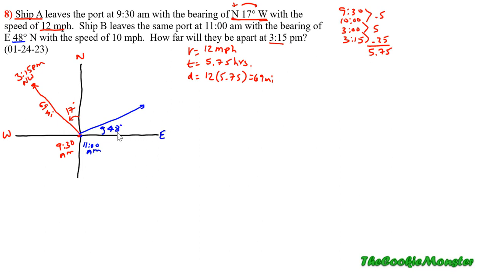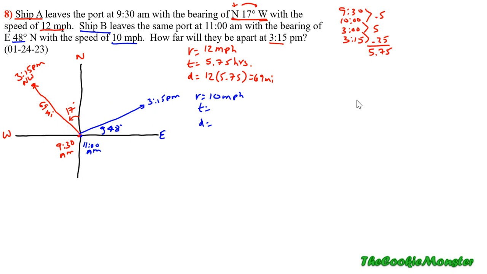Okay, so now let's do another. You have rate, time, and distance for the blue, which is the ship B. So the rate for ship B is 10 miles an hour, so this is 10 mph. The time goes from 11 a.m. until 3:15 p.m.